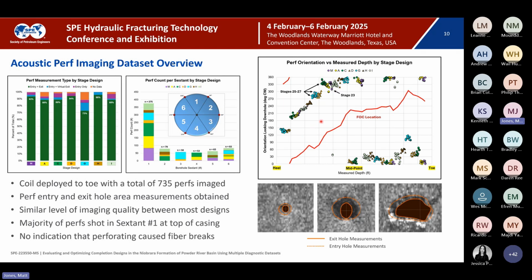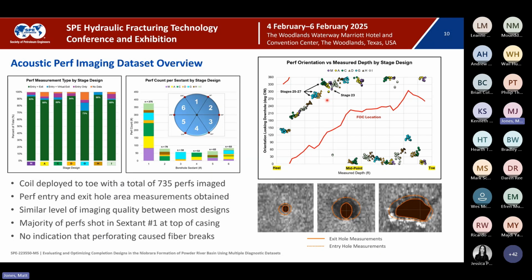This plot over here on the right shows measured depth on the x-axis, heel to the left, toe to the right, versus orientation from 0 to 360. It shows the approximate location of the fiber optic cable relative to where the perf orientations were measured acoustically. So these are not planned perf orientations. These are where they were actually found to be.